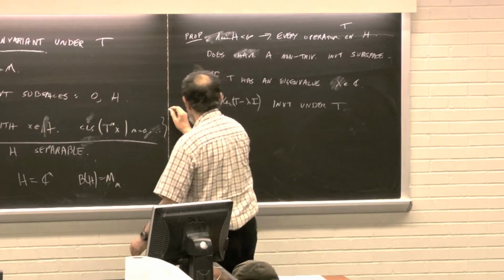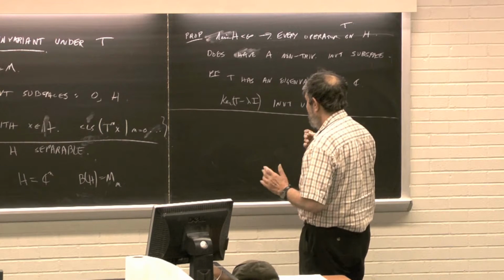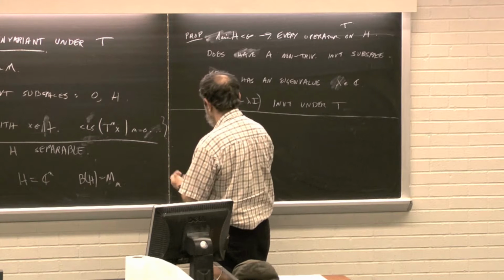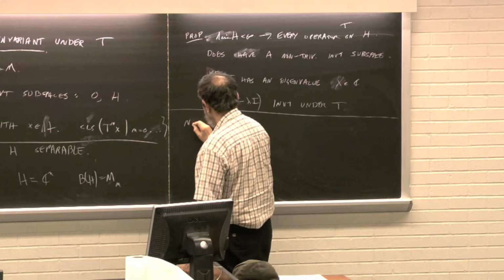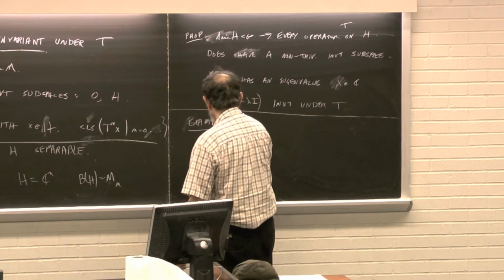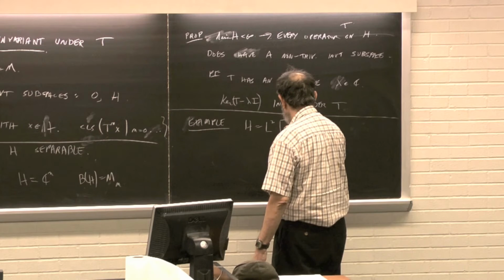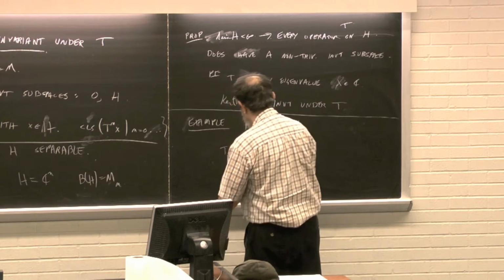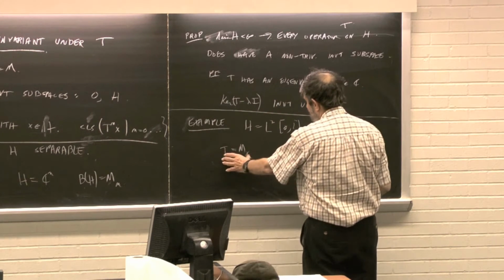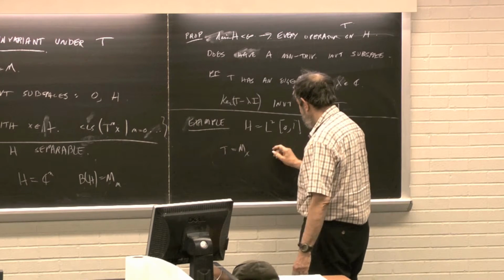So what we want to see is how problems arise. The first complication in infinite dimensional spaces is this, and I'll give you some examples. If we take our Hilbert space to be L2 of 0,1, and we take our operator T to be multiplication by the independent variable, then this is certainly a bounded linear operator, but it has no eigenvalues.